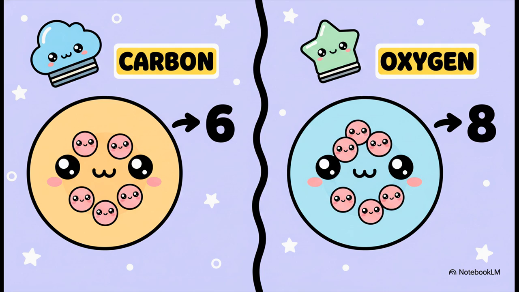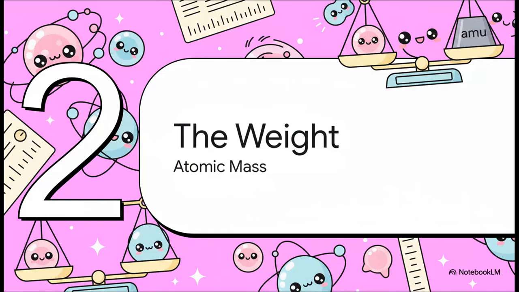If you find an atom and you count 6 protons, boom, you know without a shadow of a doubt that you are looking at carbon. If it has 8 protons, it's oxygen. It's the ultimate unchangeable identifier. Okay, so we've got the identity locked down.